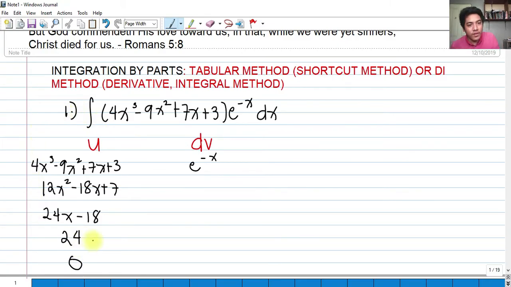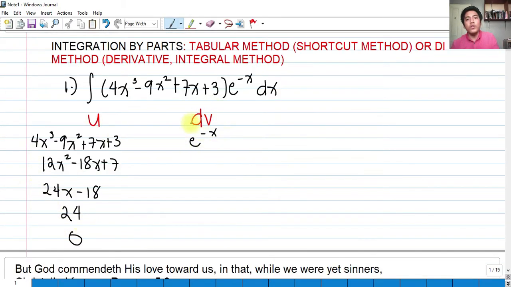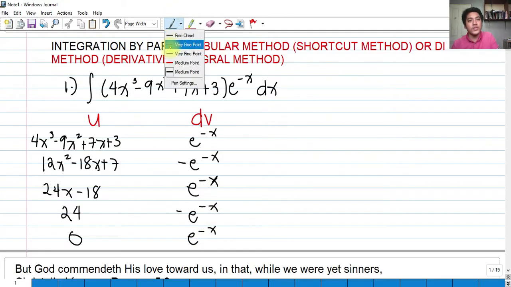So we continuously get the derivative of this u, and we're going to get the integral of this. So if we integrate this, negative e raised to negative x, integrate again, we have e raised to negative x, integrate again, we have negative e raised to negative x, and finally integrating it again, e raised to negative x. So here's the catch: we have the u, differentiate it all, and the dv, integrate it all.